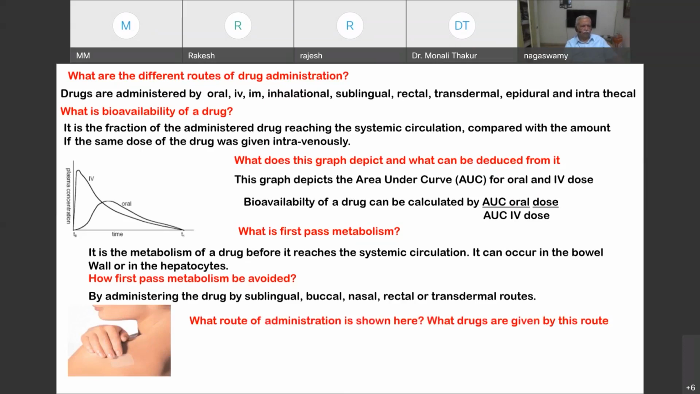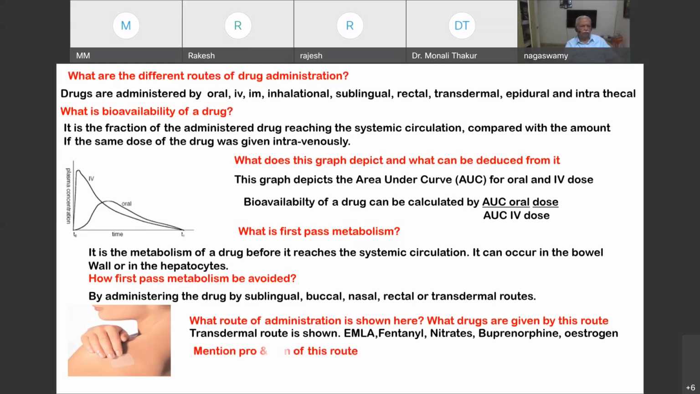So what route of administration is shown here? What drugs can be given by this route? Transdermal. This is transdermal. Very good. The drugs which we normally use are EMLA cream, fentanyl, nitrates, buprenorphine, estrogen. All these things are given by transdermal route.